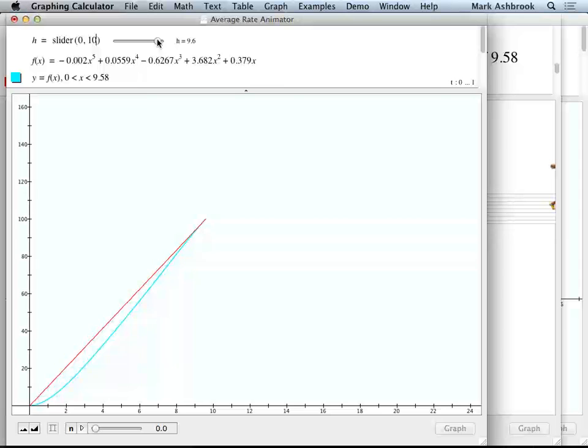Okay, so would the red then be representing the average speed? It represents the average speed. So this is an average rate animator. You can pick whatever h you want, and then n is the starting value of your x coordinate. All right. So notice I can change h to be any change that I want, and then n will be the starting value for the average rate.